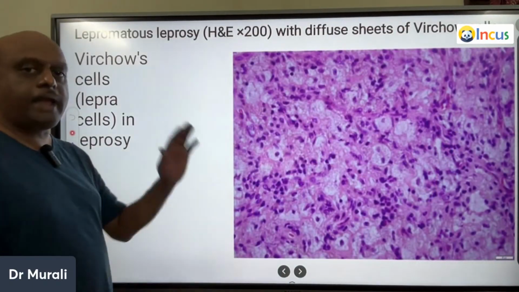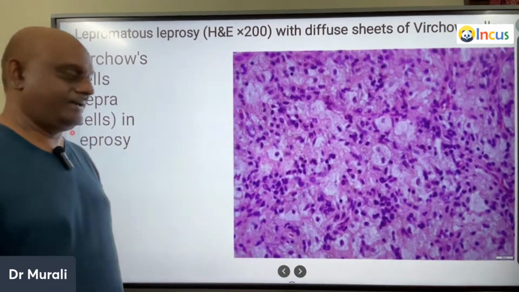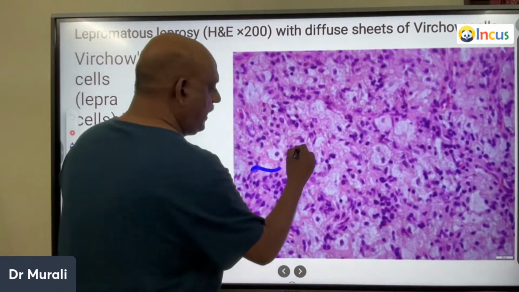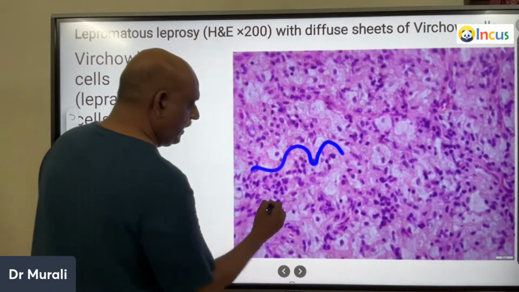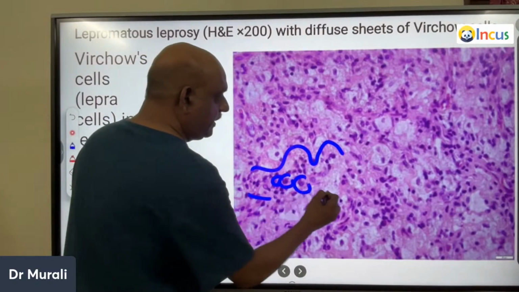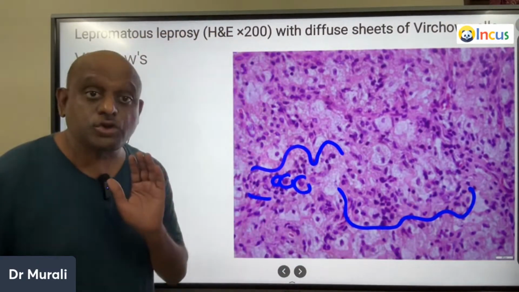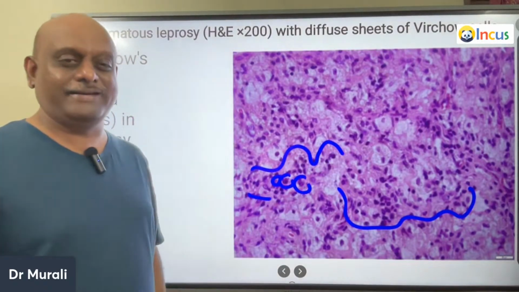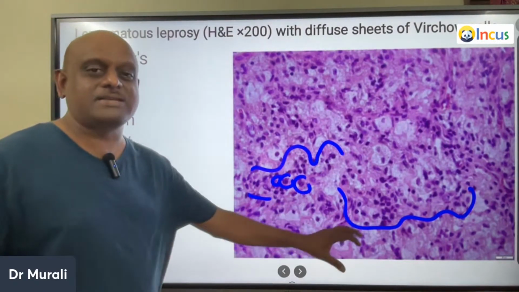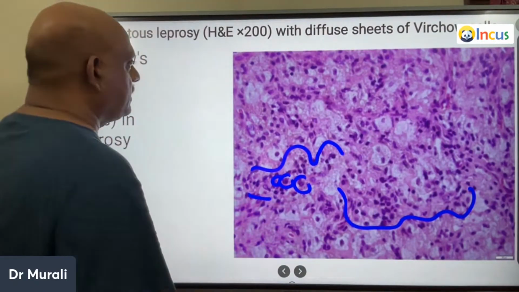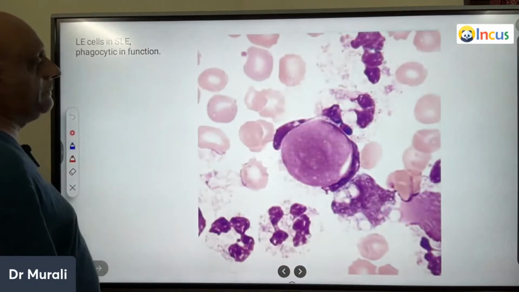Now, in a case of lepromatous leprosy, you find sheets of these cells. You can see here. So the sheets of these cells, what are they called? Virchow cells is the name given to the sheets of these cells, which you see in case of the lepromatous leprosy.